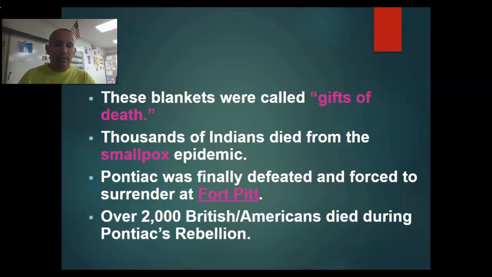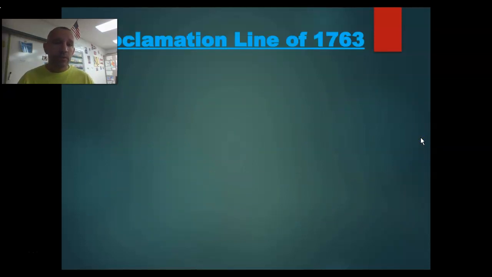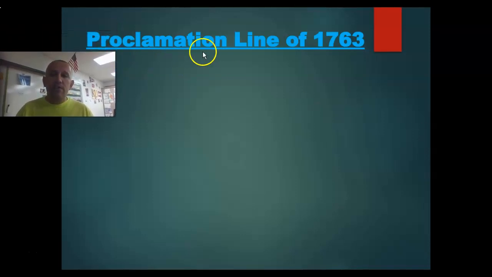Over 2,000 British and Americans died during this 3-year conflict. We don't really know the number of Native Americans because the records weren't kept, obviously. Right after the start of this war, that war went from 1763 to 1766. Some people call it a war, some people call it a rebellion.